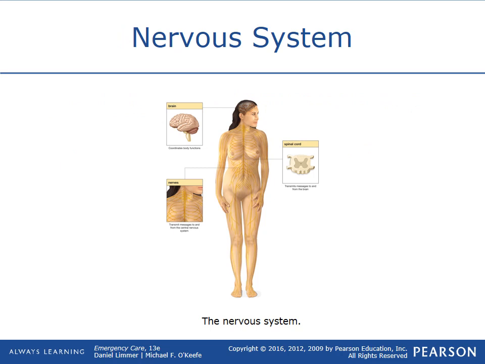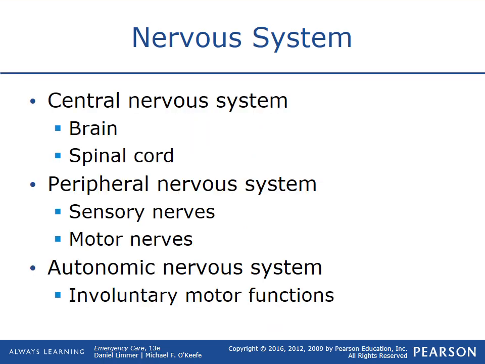The nervous system. The nervous system consists of the brain and the spinal cord, and that's the central nervous system, and all of the peripheral nerves that go to the rest of the body, the sensory and motor nerves, are the peripheral nervous system. So our central nervous system is the brain and spinal cord. The peripheral nervous system is sensory and motor nerves. There's also the autonomic nervous system. These are involuntary motor functions that take place. They work automatically.